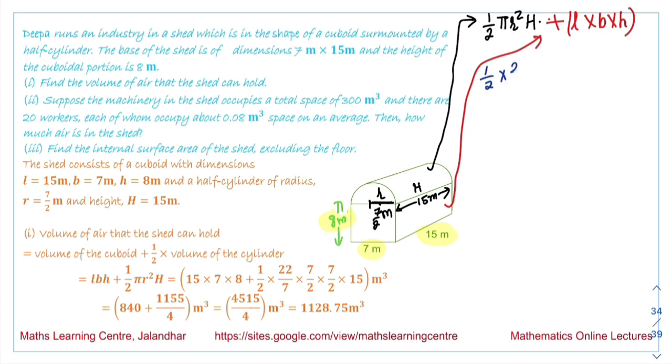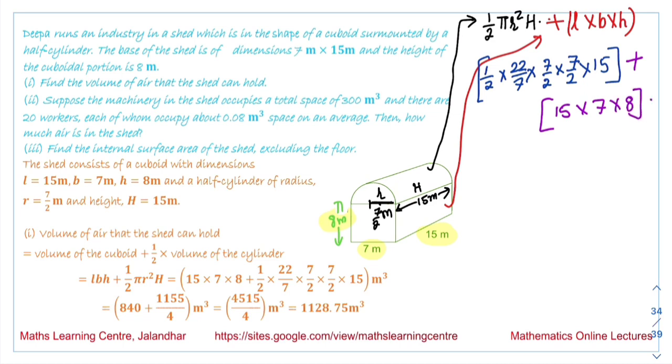It is 1 by 2 into 22 by 7 into the radius 7 by 2 into 7 by 2 into the height 15, plus the length, breadth and height, 15 into 7 into 8. On solving these values, the final answer we obtain is 1155 by 4 plus 840, and this value comes out to be 1128.75 meter cube.